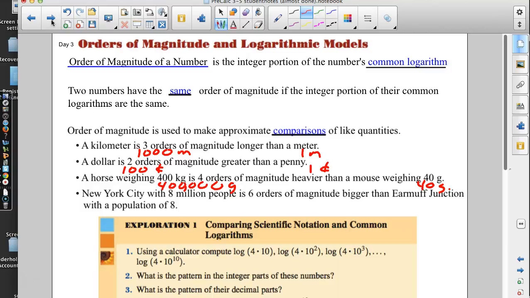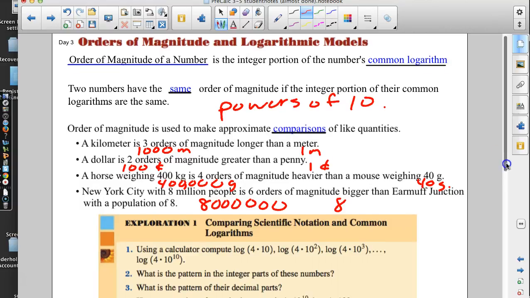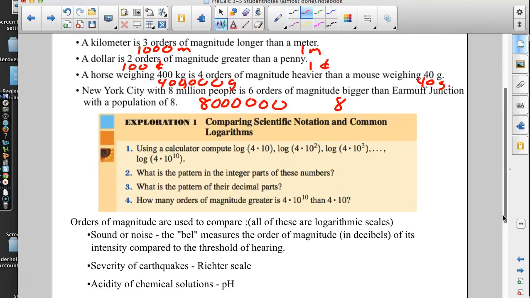They did. So it has to do with powers of 10. 8 million people, 6 orders of magnitude bigger than Earmuff Junction with a population of 8. So it has to do with powers of 10. So that's what that orders of magnitude part is. And that explains why they kept talking about the common logarithm. Common logarithm has a base of 10. So if we see that common logarithm, we know orders of magnitude are more.